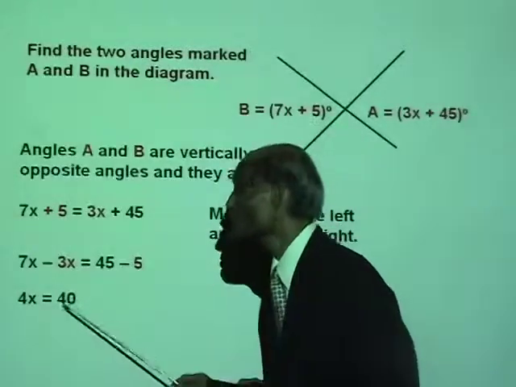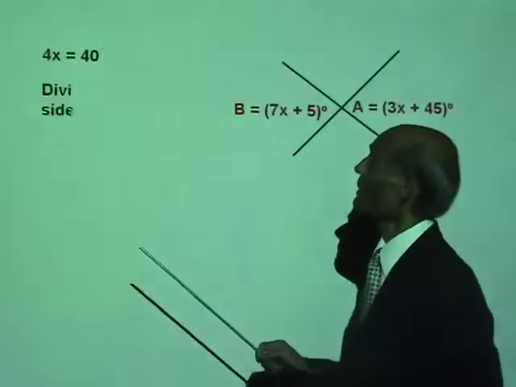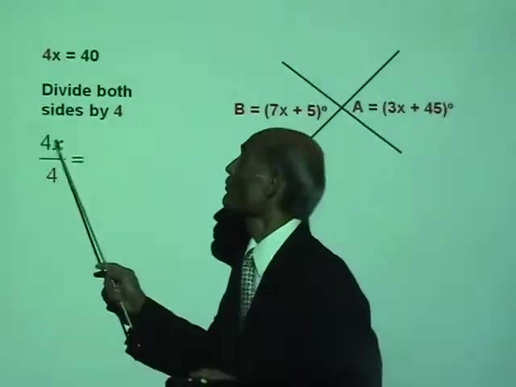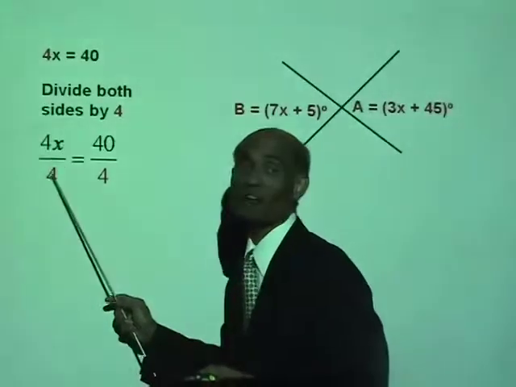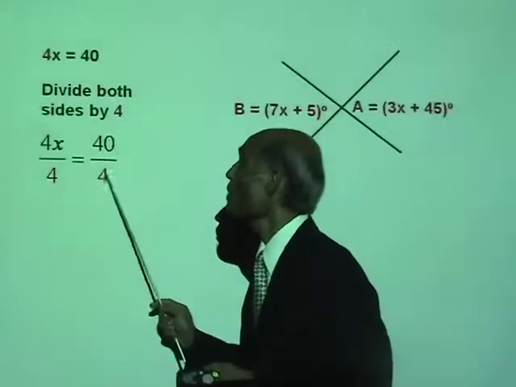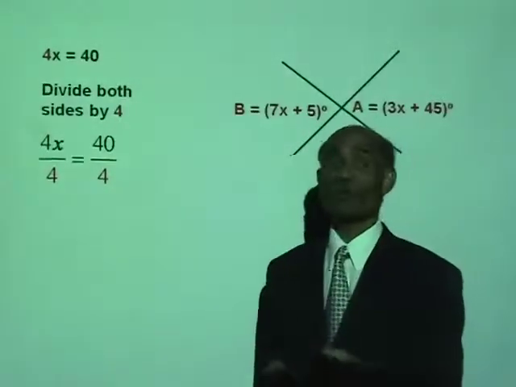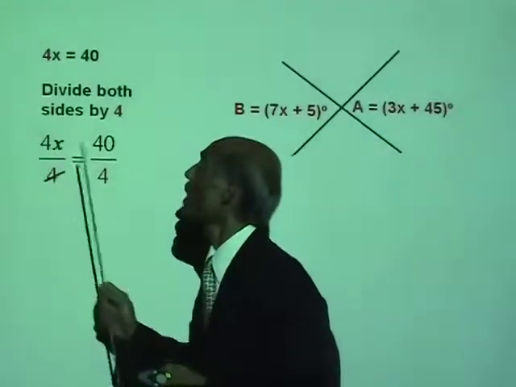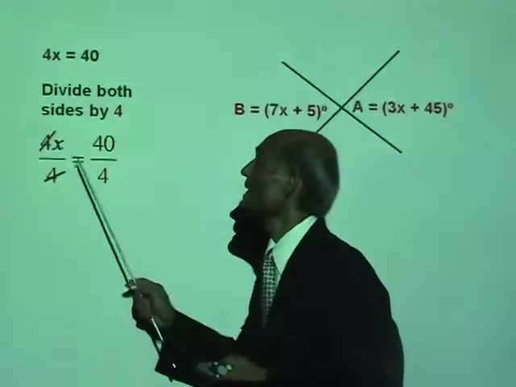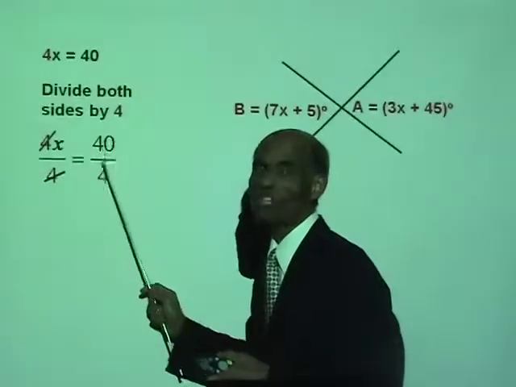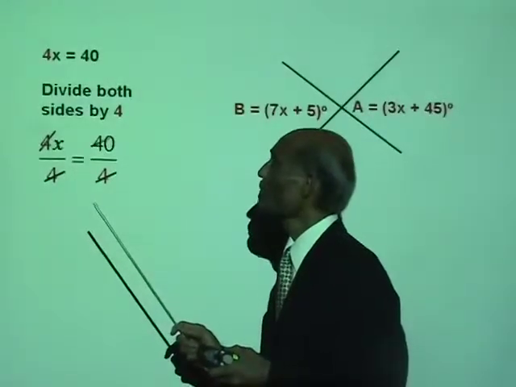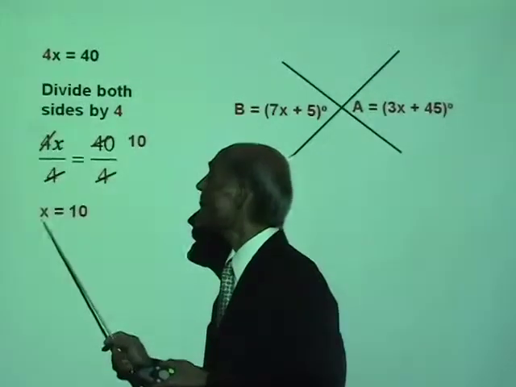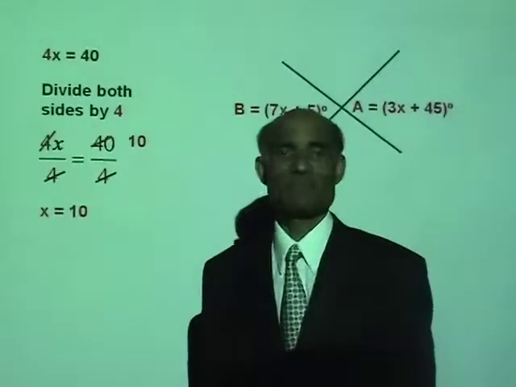4x equal to 40. What do you do to find x alone? Divide both sides by 4. We have 4x divided by 4 equal to 40 divided by 4. And 4 cancels on the left side. X equal to, what is 40 divided by 4? 4 goes in 40 10 times. That gives me x equal to 10.